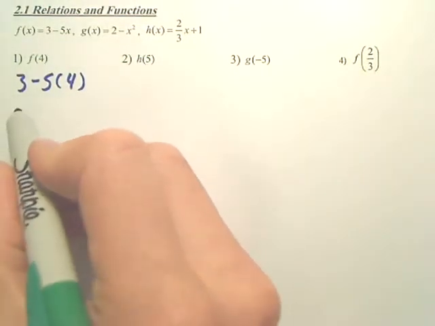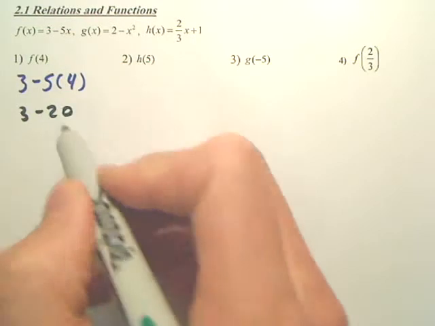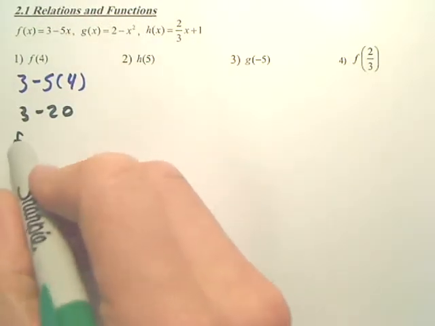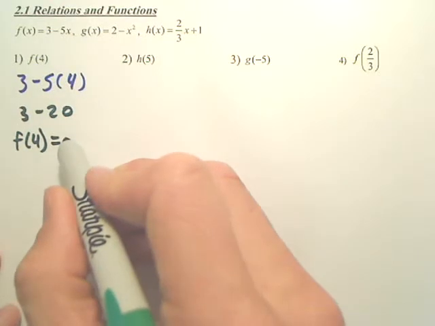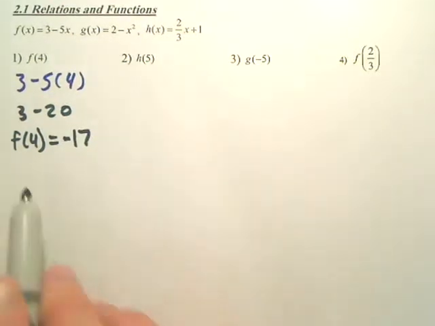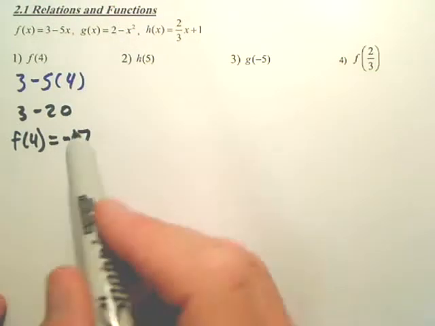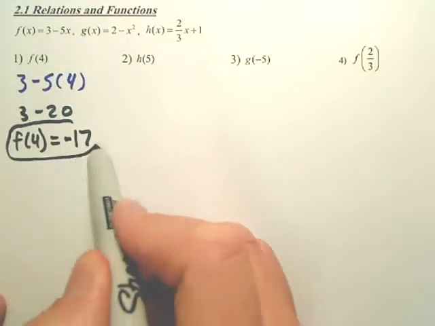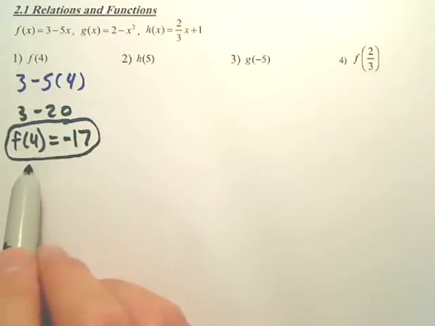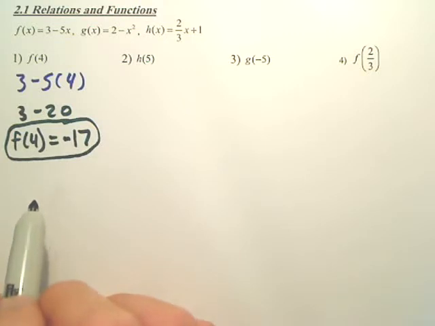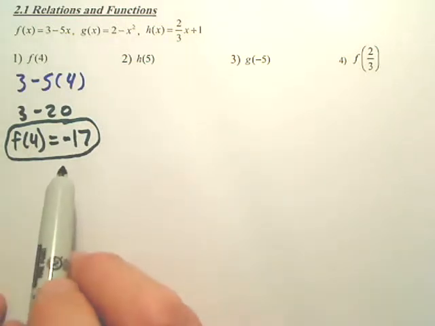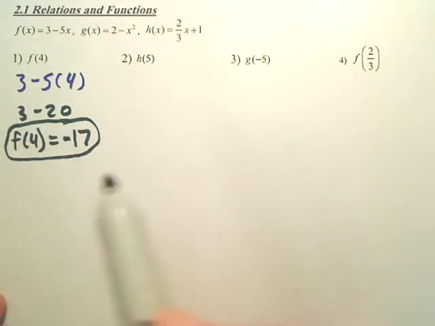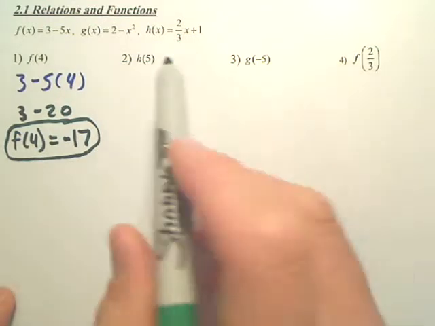Now, my answer would then be 3 minus 20. So f of 4 equals what? Negative 17. Now, why do they use this form? By looking at this, if you write it in this form right here, do you know what you plugged in and what you got out? It's a nice form because it shows you what you plugged in, it shows you what you got out. That's one of the reasons for the form.